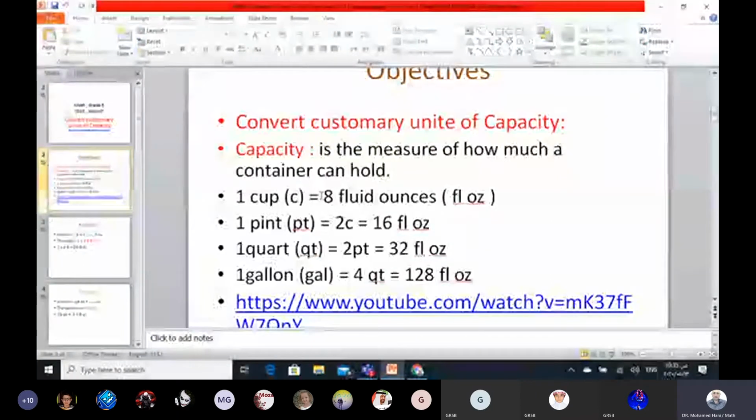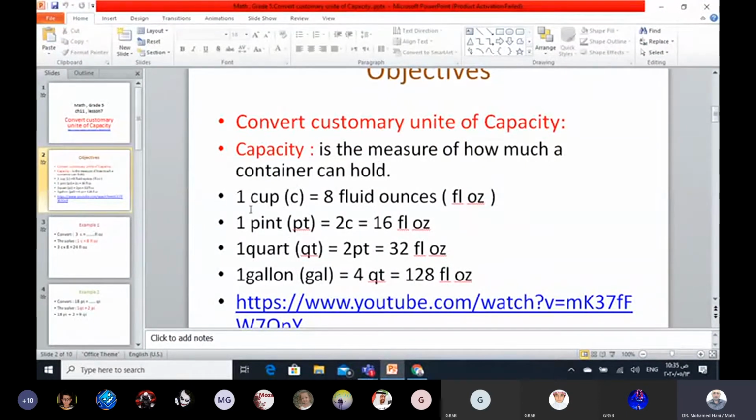Here we have 4 important rules. It's very important to memorize them every day. 1 cup. The symbol of cup is C. When you see C here, it means we have cup. 1 cup equals 8 fluid ounces. The symbol of fluid ounces is FLOZ.